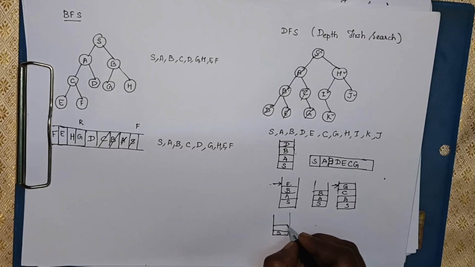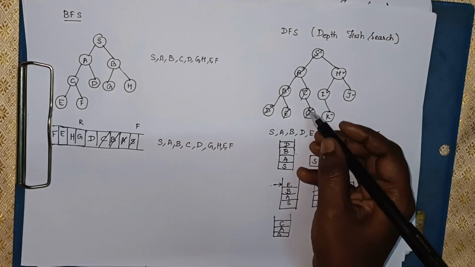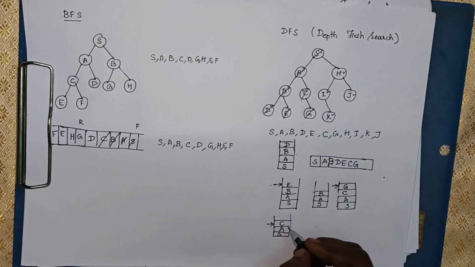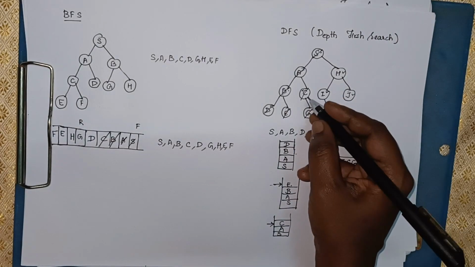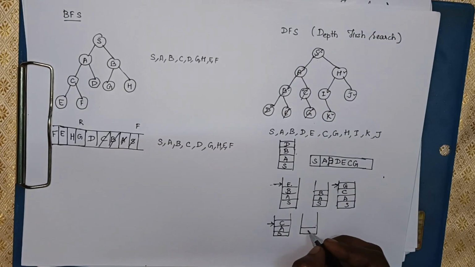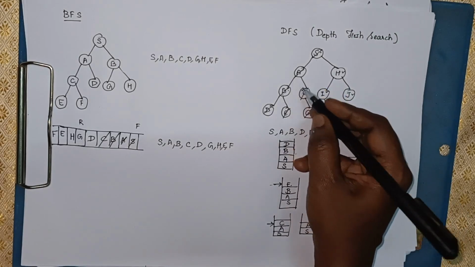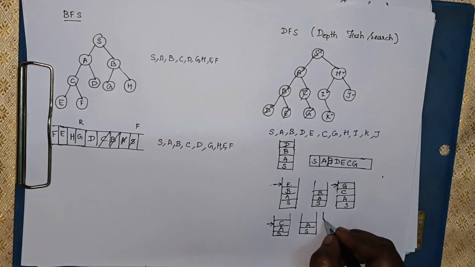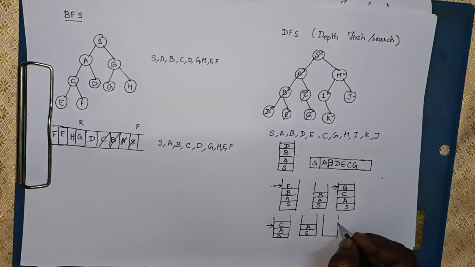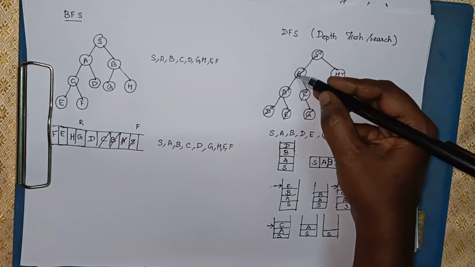So we are having S, A, C. Now the adjacent node of C we are going to see, because C is the top of the stack. It's not having any other adjacent nodes, so pop out C. So we will be having S, A alone. Next we are going to see the adjacent node of A. A is not having any adjacent node, so pop A out of the stack. So we will be having S alone in the stack. Now we are going to see the adjacent node of S. That is A, already visited.